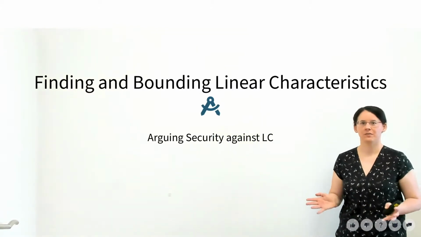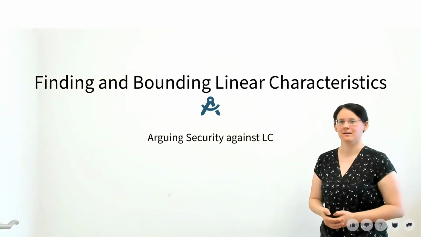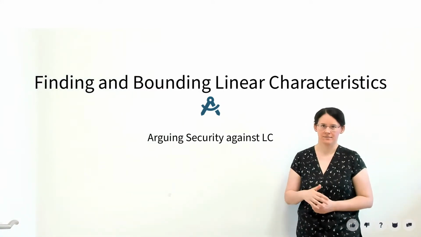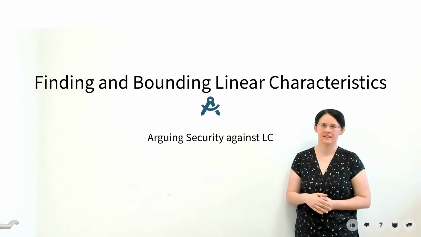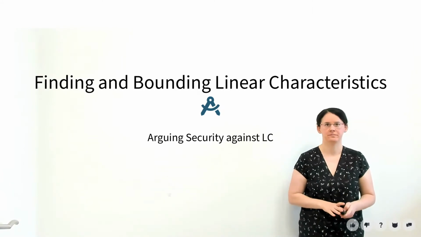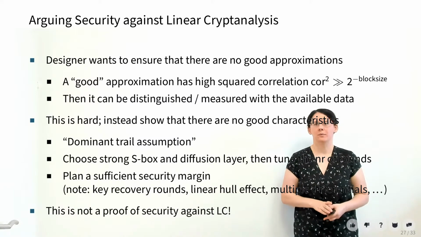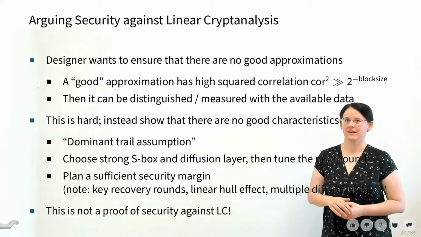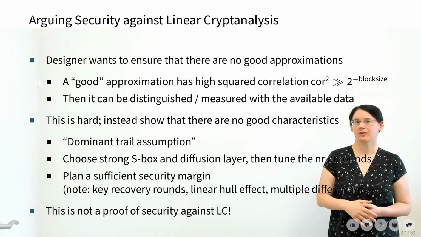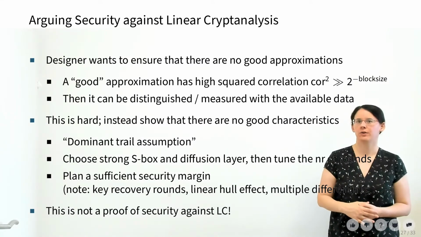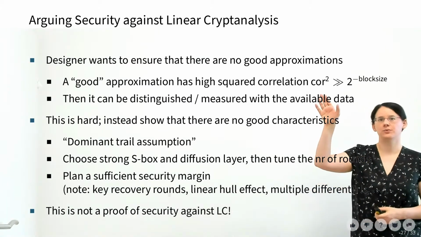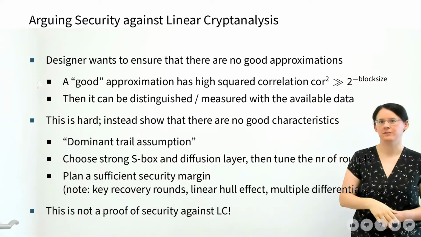Okay, so with all of these dire warnings, let's have a look at some more ciphers, and let's look at how we can argue security against this attack, even if we can't guarantee it, for the reasons we saw on the previous slide and more. So we again have these two roles that we want to play here. So the two heads. We can have the designer head, where we want to ensure that there are no good approximations, which means there are no approximations whose corresponding data cost would be feasible.